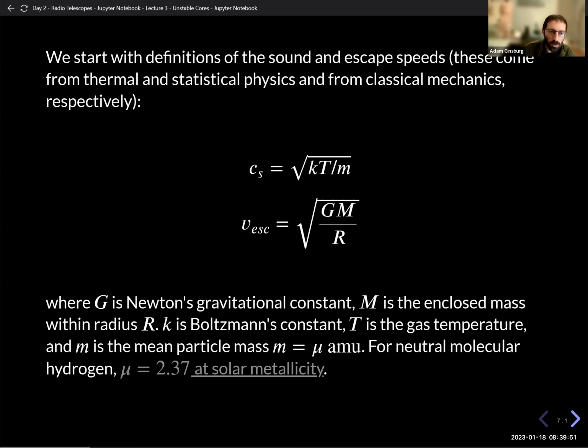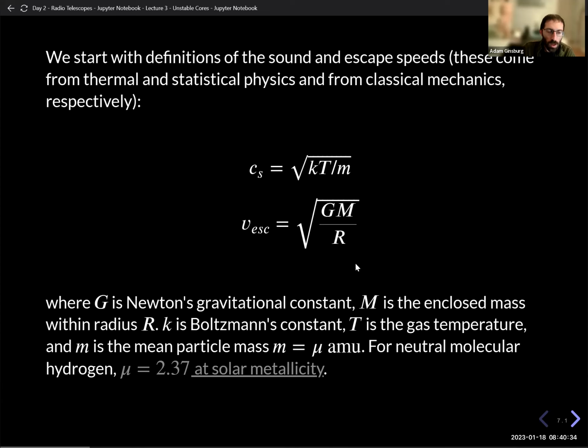So the two values: c_s is what we use for the sound speed, and that's the square root of kT over m. The constants are all described below. k is Boltzmann's constant, T is the temperature in Kelvin, and m is the particle mass. The escape speed is the square root of GM over r, where G in this case is Newton's constant. M is now the mass of the cloud. That's why we have capital M and lowercase m here: mass of particle, mass of cloud. And r is the radius of the cloud, or the radius at which we're evaluating the escape speed.